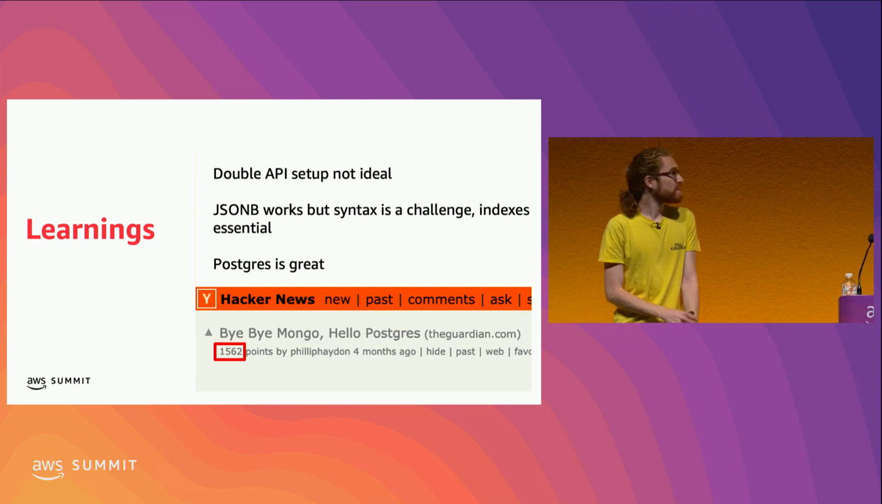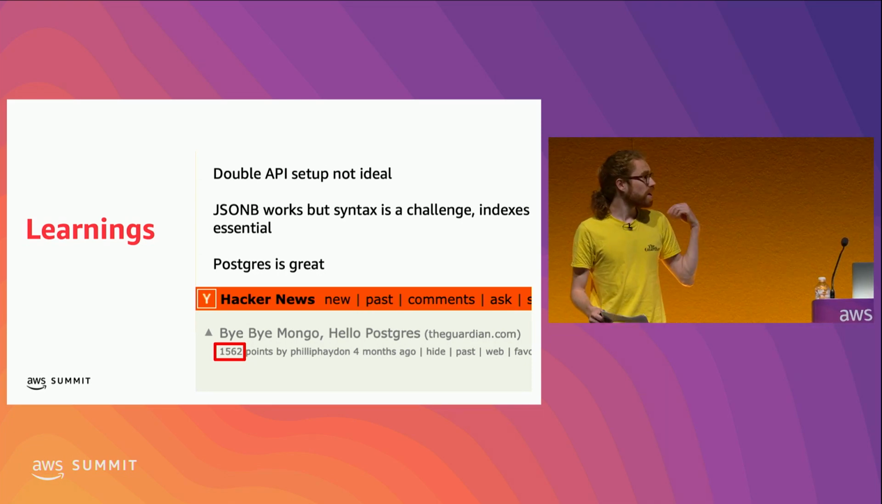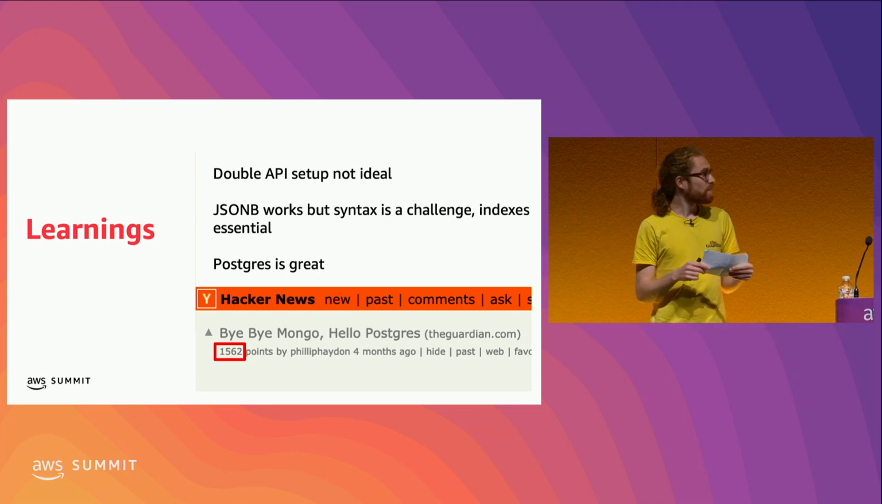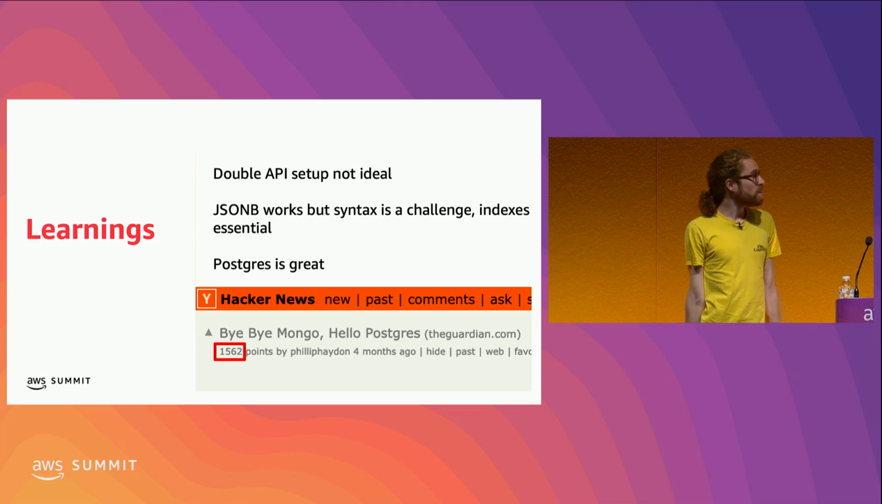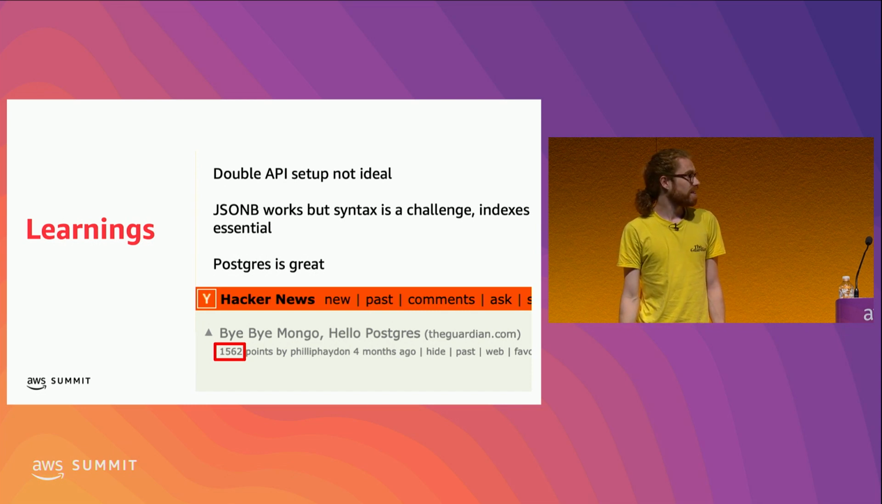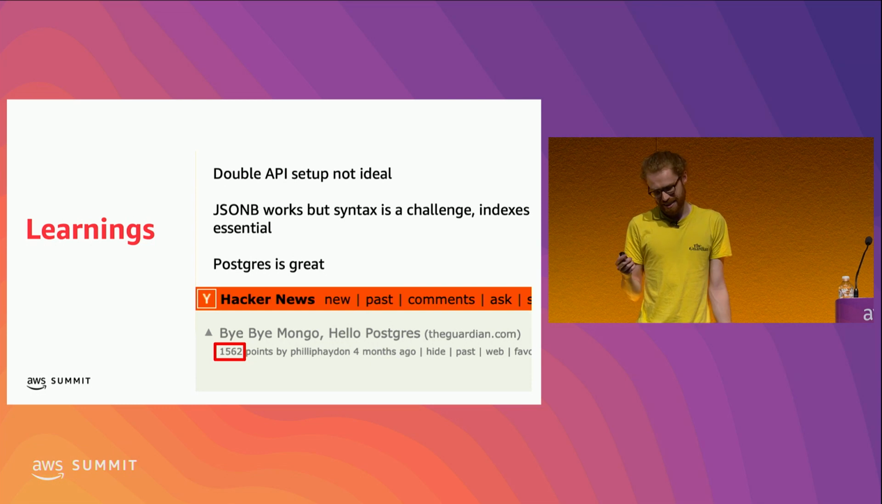The other big takeaway was that this is a really hot topic. We wrote a really long, detailed, quite dull article about why we switched from Mongo to Postgres, and it went crazy on Hacker News. So I think a lot of people are interested in what they should do with their Mongo databases or otherwise.